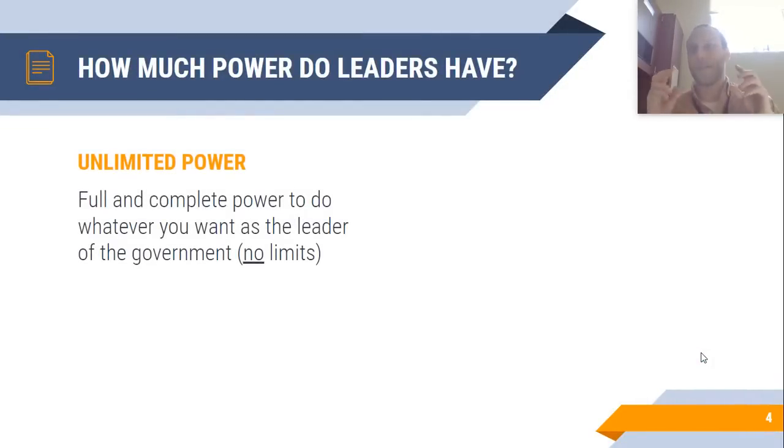We break these down into unlimited versus limited power, and that determines how much power you're going to have as a leader. So if you have unlimited power, that means you have zero limits to your power. You have full and complete power to do whatever you want, when you want. You have absolutely no limits, right?